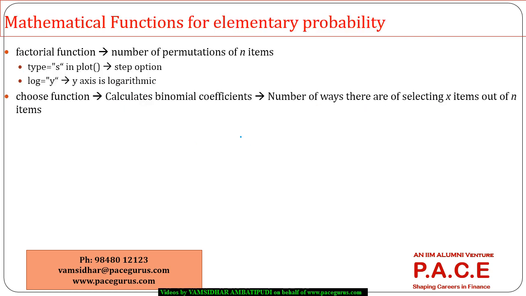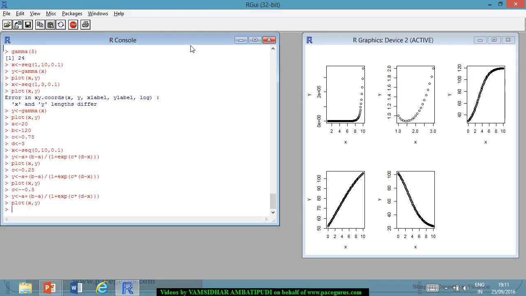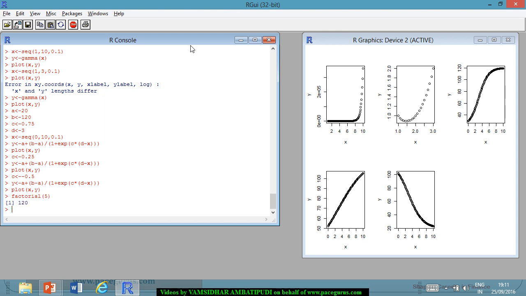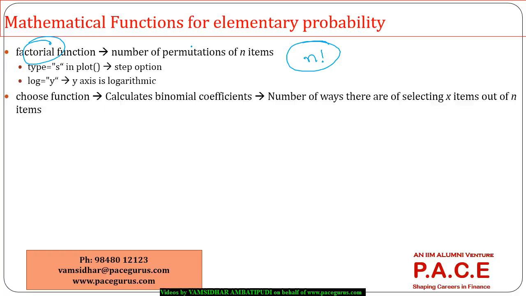Then we also need a few mathematical functions for our elementary probability calculations. One function we have already discussed is the factorial, which talks about n factorial. So I can very well set factorial of x. So you could see factorial of 5, which will give me 5 factorial, which is 120. So this is one more formula that we use very heavily.